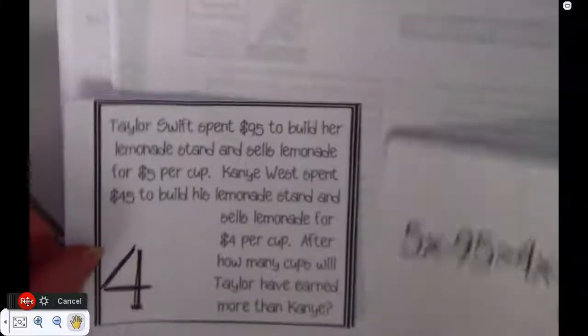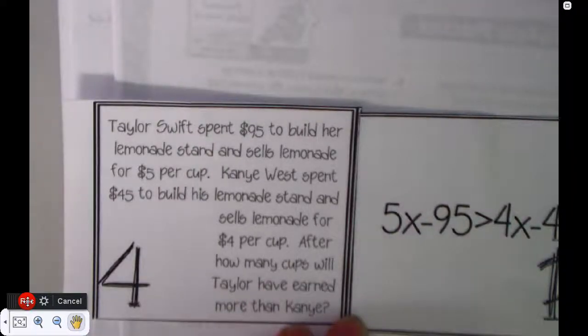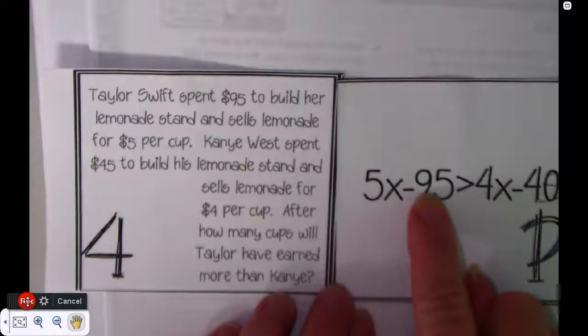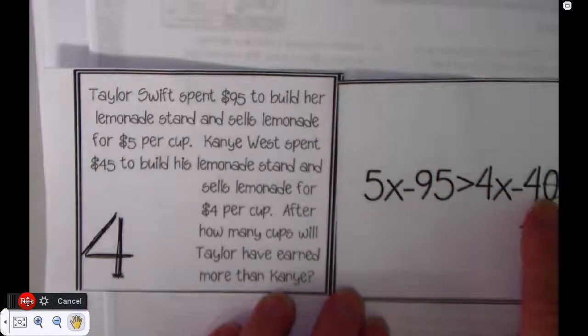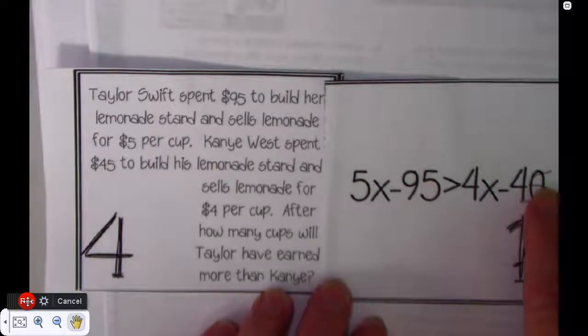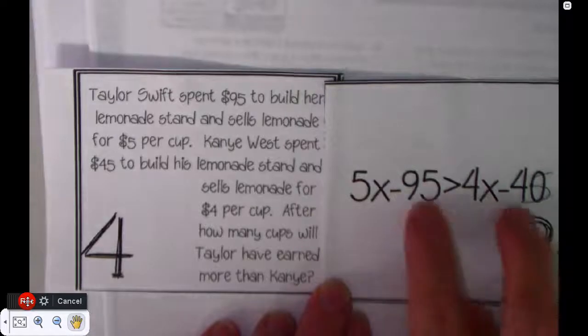Good. 4 is P. Look, Taylor Swift spent $95 to build her lemonade stand and sells lemonade for $5 a cup. So 5 times X, the cups, gives her revenue. But she spent $95 to set it up and build it. Kanye West spent $45, and he is selling his for $4 a cup. So you've got to subtract 45 right there. And then they will know when Taylor's going to have more money than him. She started off, she spent more money on her stand. Okay?